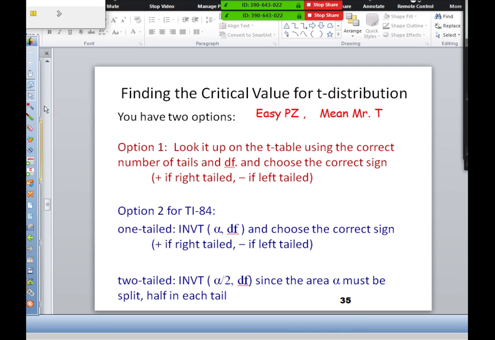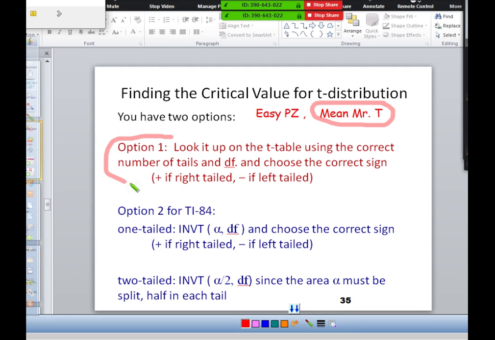So which one is this one going to be, guys? Mean, Mr. T. Yep. So the t-distribution, you're going to use it when you have means. Whenever you have a mean, you're going to use the t-distribution, a t-table. So how do you do that? Look it up in the t-table.